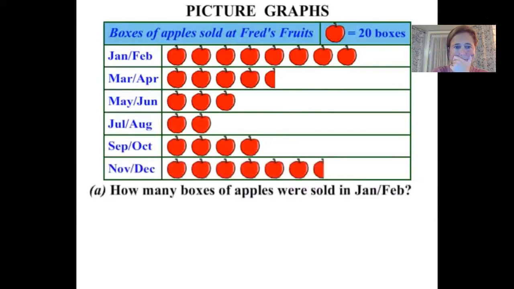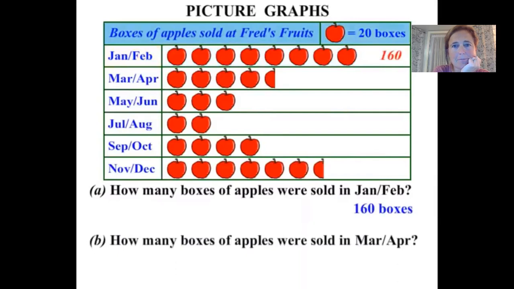In part A, how many boxes of apples were sold in January, February? Well, in January, February, looking at our key, each apple is worth 20 boxes. 20, 40, 60, 80, 100, 120, 140, 160. So we've got 160 boxes there in the Jan-Feb period.